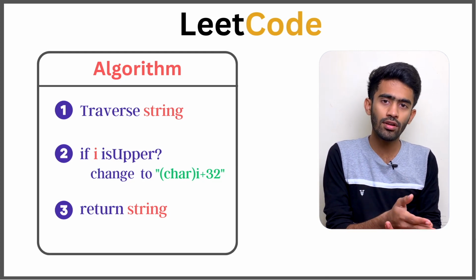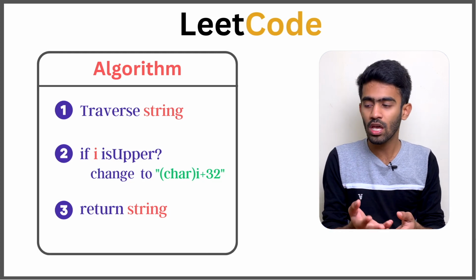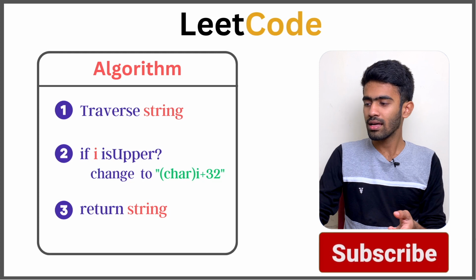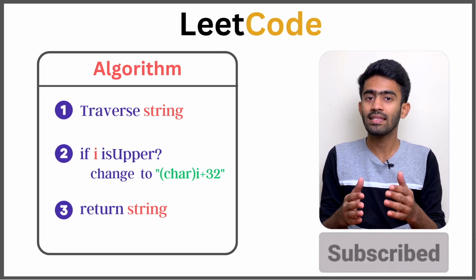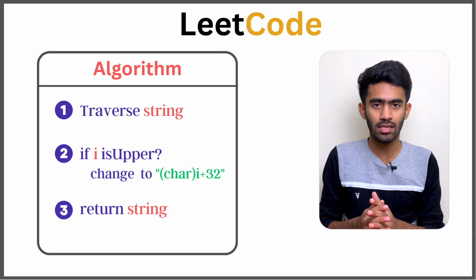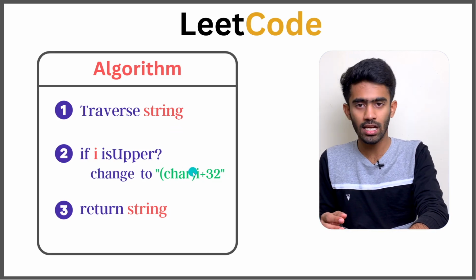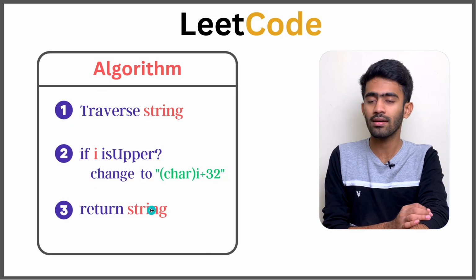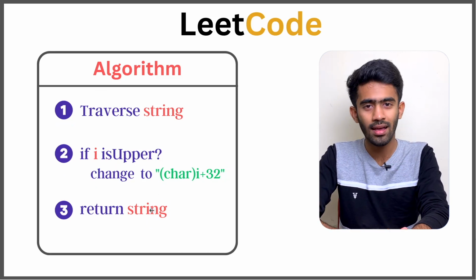We have to convert it into lowercase only if it is an uppercase, right? So that is why we are checking whether it is an uppercase or not. If it is an uppercase, then we have to convert it into lowercase by adding 32 to its ASCII value. And that is exactly what we are doing here. We are repeating this process for each and every character and finally returning the string. So that's pretty much our algorithm.